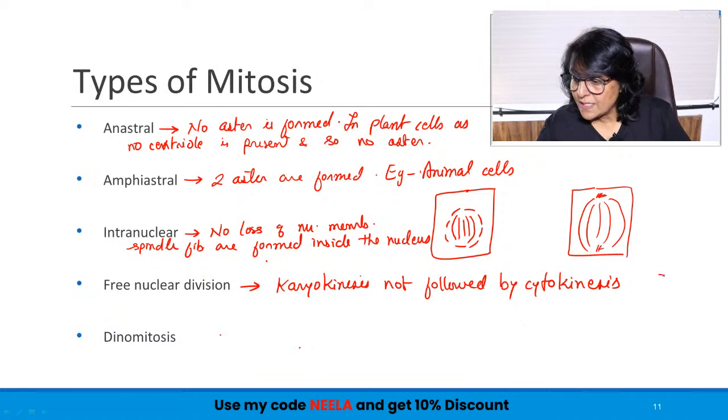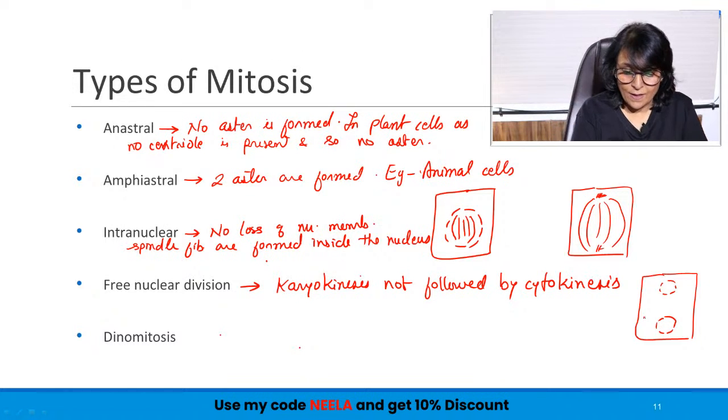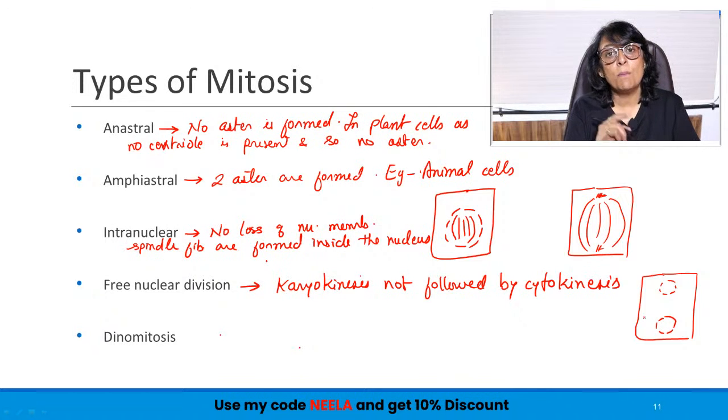So in this case, one nucleus is formed, the other nucleus is formed because karyokinesis is completed. But after that, cytoplasm doesn't divide. So now a cell which was having only one nucleus now has two nuclei. So by this method, the cells will become binucleate or multinucleate.